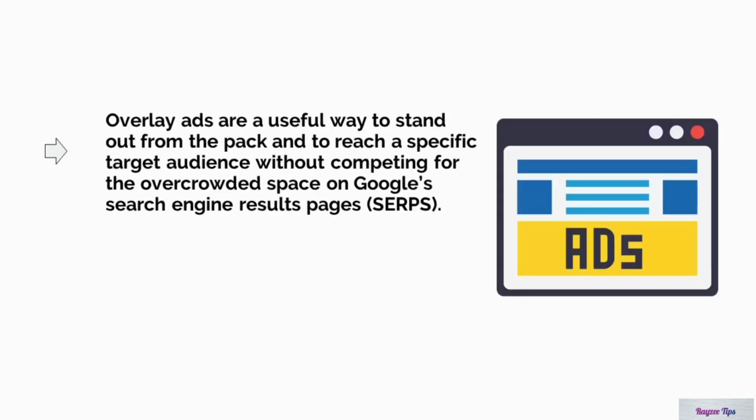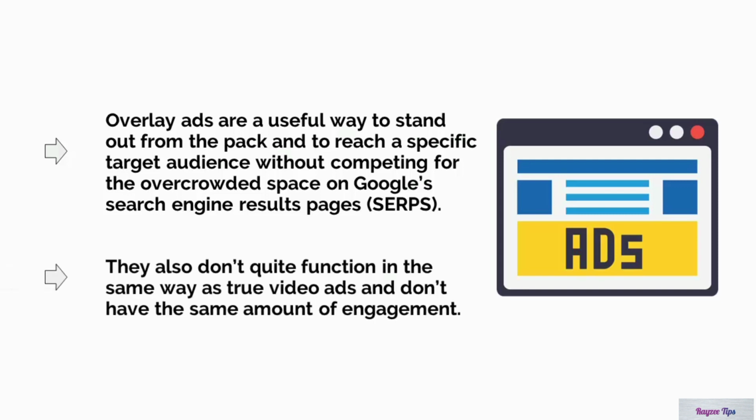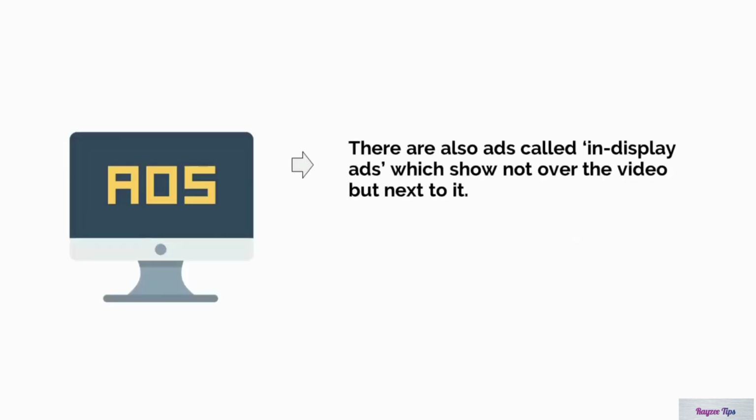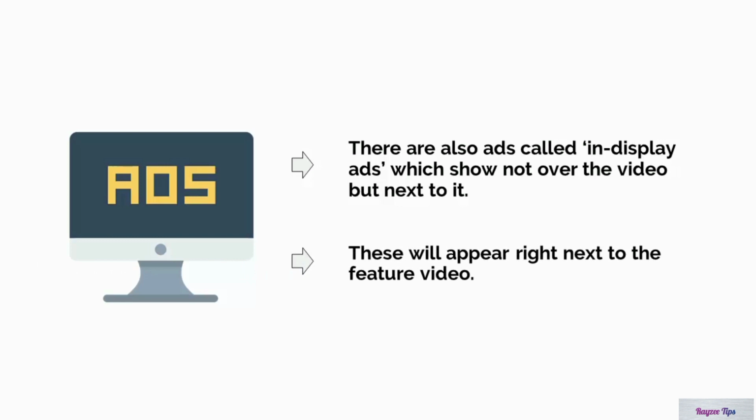Overlay ads are a useful way to stand out from the pack and to reach a specific target audience without competing for the overcrowded space on Google's search engine results pages, SERPs. That said, though, they also don't quite function in the same way as true video ads and don't have the same amount of engagement. Then there are the so-called in-display ads, which show not over the video, but next to it. These will appear right next to the feature video.